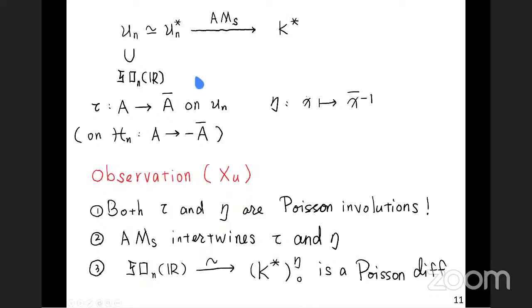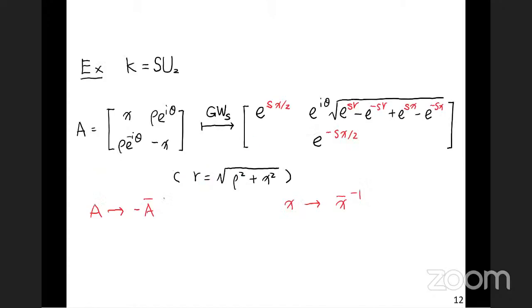Now, once we have a Poisson map and a Poisson diffeomorphism intertwining those Poisson involutions, one can get a Poisson diffeomorphism on their fixed locus. Here the circle just means that for the fixed locus we pick one component, such that the diagonal entries all equal 1.